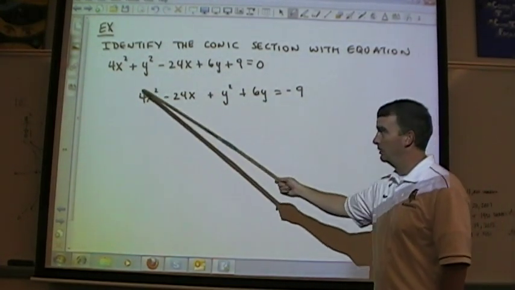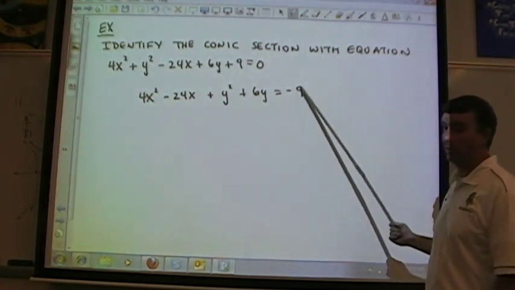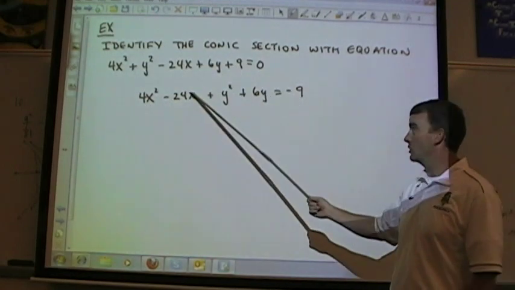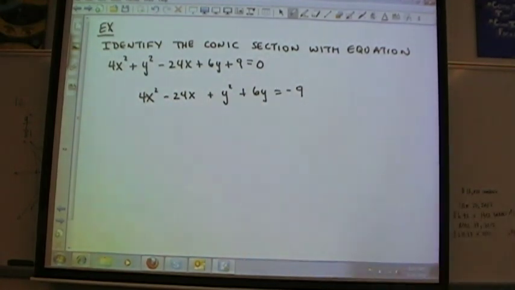I'm not going to divide by 4, because if I divide by 4, I have to divide everything by 4, which would really throw me off here. So all I'm going to do is factor a 4 out of this part and treat that separately. I'm going to factor out a 4, and I'm left with x squared minus 6x. I'm going to leave a space here because of completing the square.